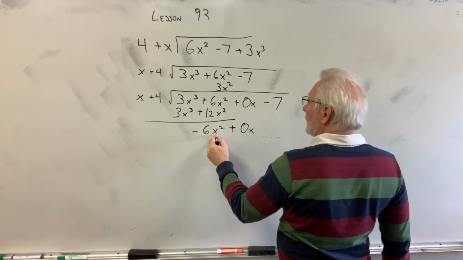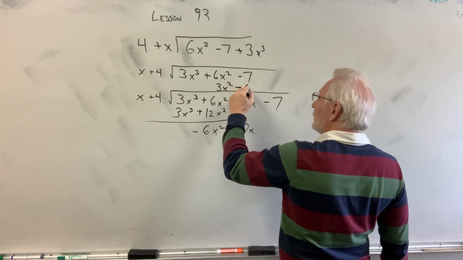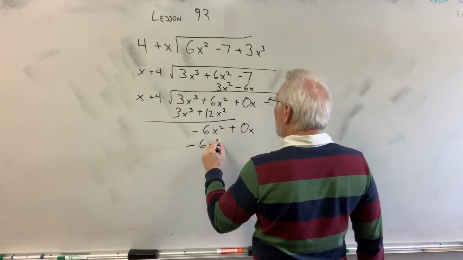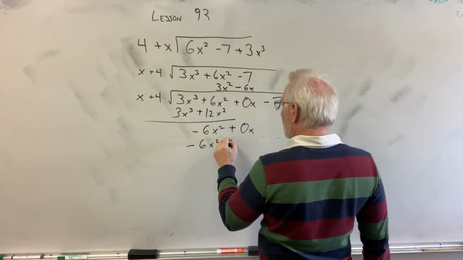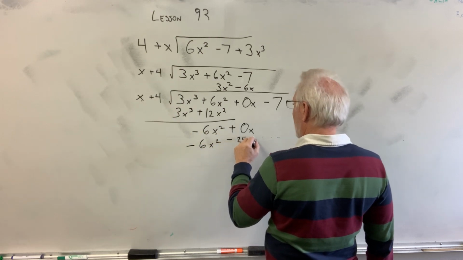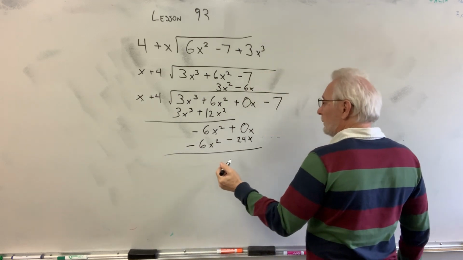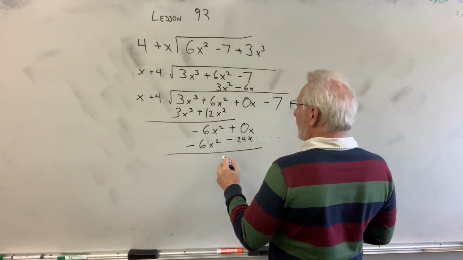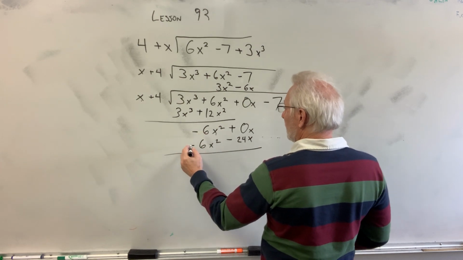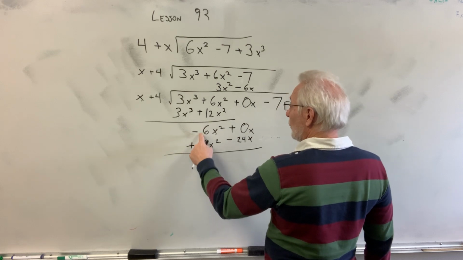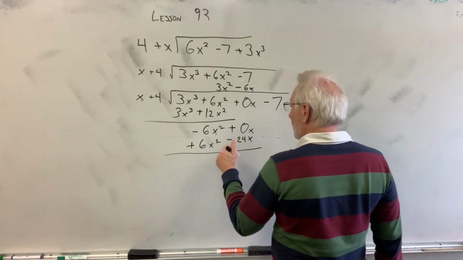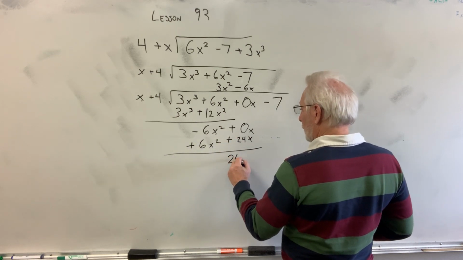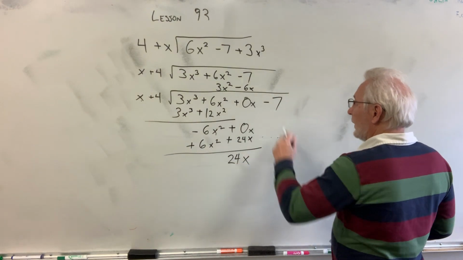X times what is going to give me this? It's going to be minus 6x. Minus 6x times x is minus 6x squared. Negative 6 times 4 is going to be negative 24x. And again, I am going to subtract. Subtracting a negative is the same thing as adding a positive here. So these two will cancel each other out. Subtracting a negative is the same thing as adding a positive here. So I end up with 24x. And now I bring down the next one.